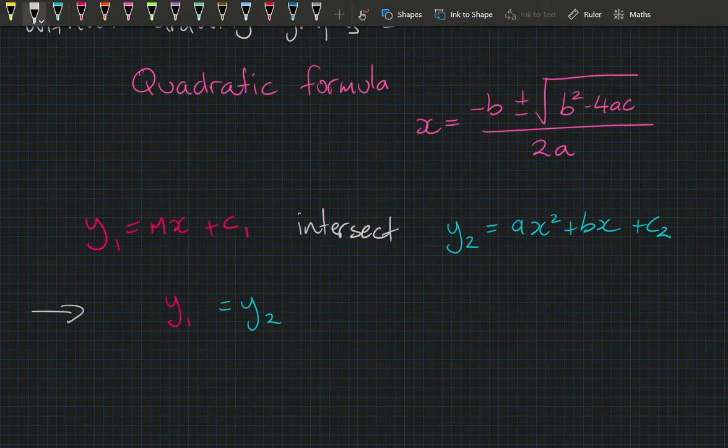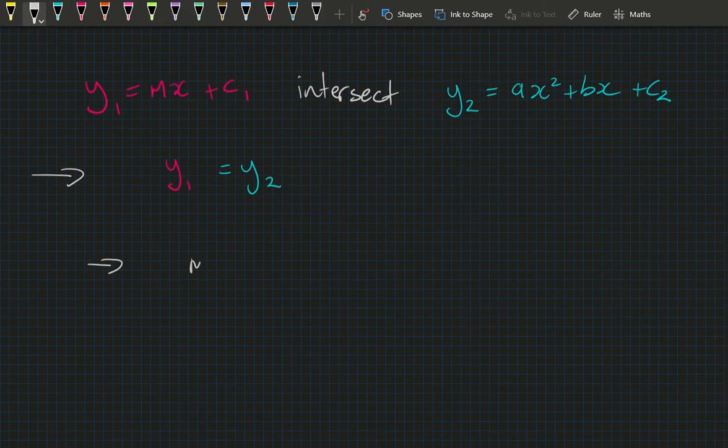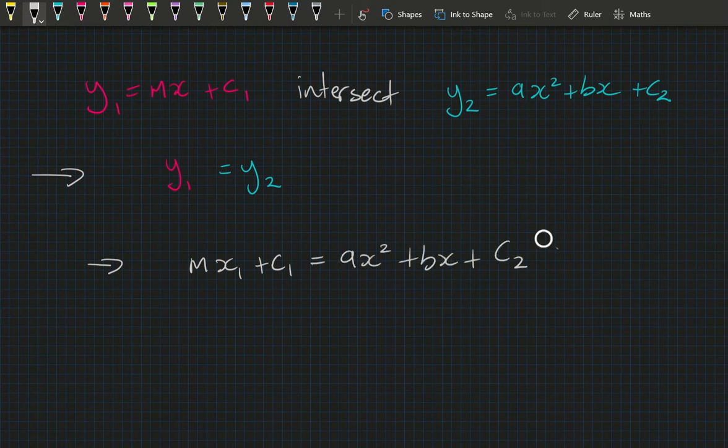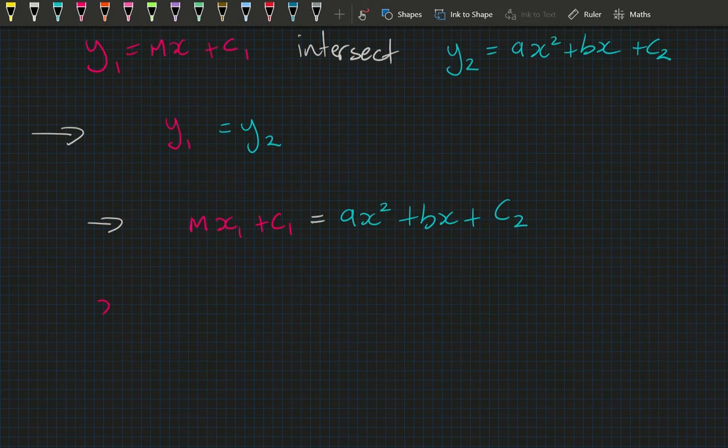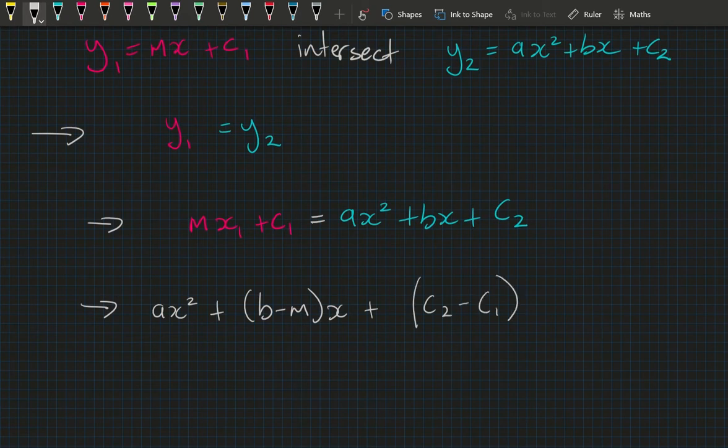So, as we saw before with the algebra, that means that mx plus c1 is equal to a times x squared plus bx plus c2. And without doing all the steps, seeing we've already done it today, I can now rewrite that as a times x squared plus (b minus m) times x plus (c2 minus c1) equal to 0.